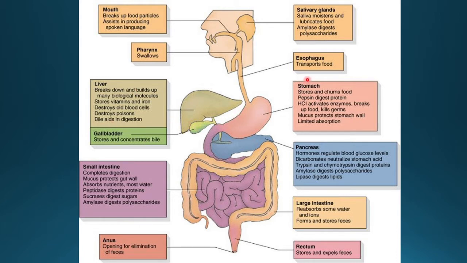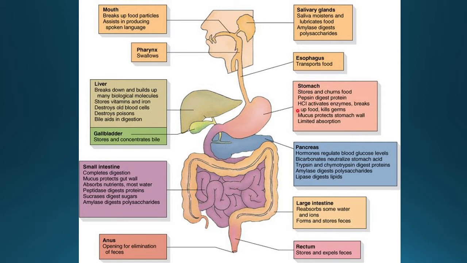Then coming to the stomach, it stores and mainly churns the food. Guys, in the stomach, it mainly produces three things. The first one is pepsin, the second one is HCl, which is hydrochloric acid, and the third one is mucus. The first one is pepsin. Guys, pepsin helps in digestion of protein.